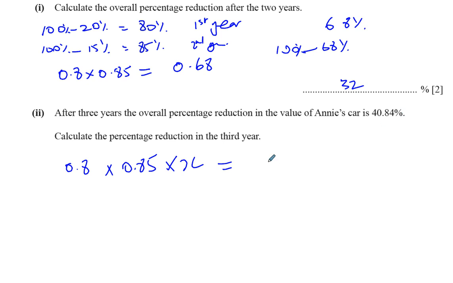So it's going to be 1 minus, because this tells us what percentage of the value it is. So we've got to do 1 minus 0.4084. Just changing that percentage into a decimal, like these are decimals. So when I multiply this out, it should give me the value of x.